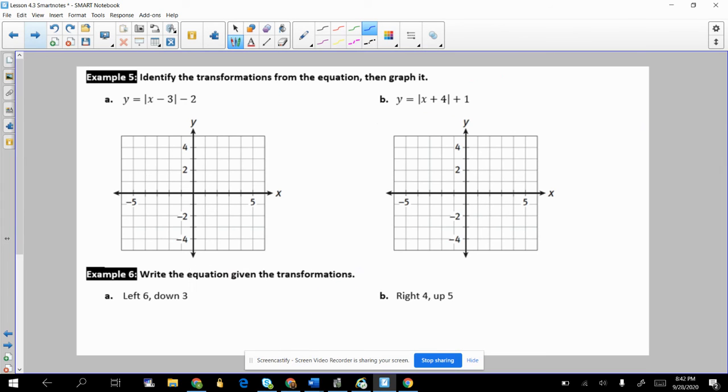Okay? Last thing for today, let's try putting those together. So the first thing we're going to do when we're trying to put it together is first figure out what should happen. So identify the transformations and then we'll graph it. Okay? So first thing, we have that minus 2. So we know it's going to move down 2. And then we have also this x minus 3. So we know it's going to move to the right 3.